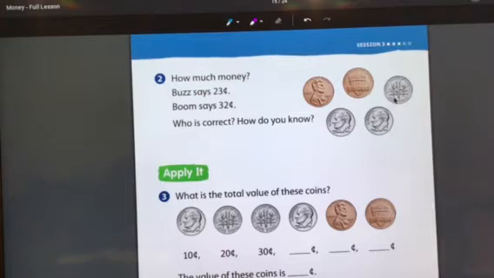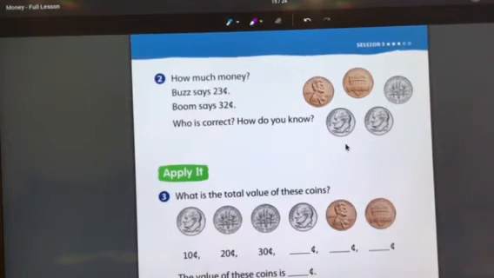You're always going to start with coins that have the greater value, and pennies have the least value of all coins, so you will never start with them unless that is all you have. Okay, so we have 3 dimes here. A dime is worth how much?